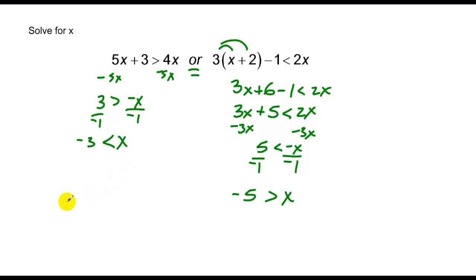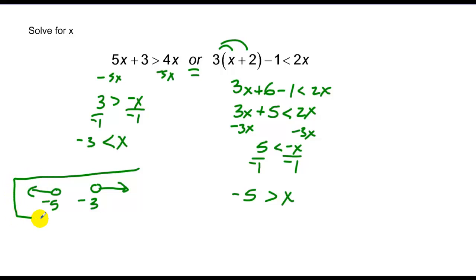Now I want to graph this. I have a -3, not included, so open circle, and it's greater than, I have a negative 5, and all values that are less than that. So here's my graph. Always put your or between these two statements of your answer.